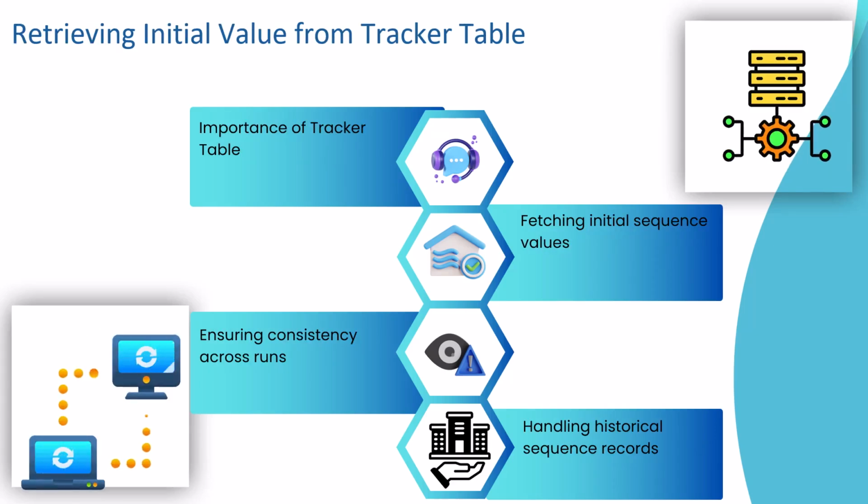Before you generate numbers, you need to know where to start. That's where the tracker table comes in. It stores the latest sequence so you don't have duplicate entries or skipped values. Think of it as your numbering checkpoint. It remembers where you left off.